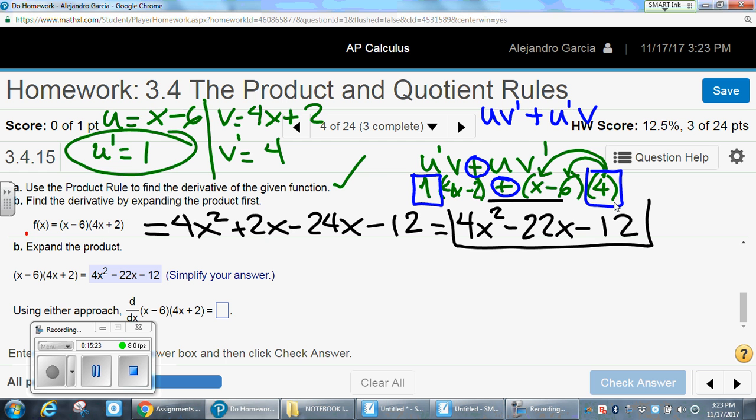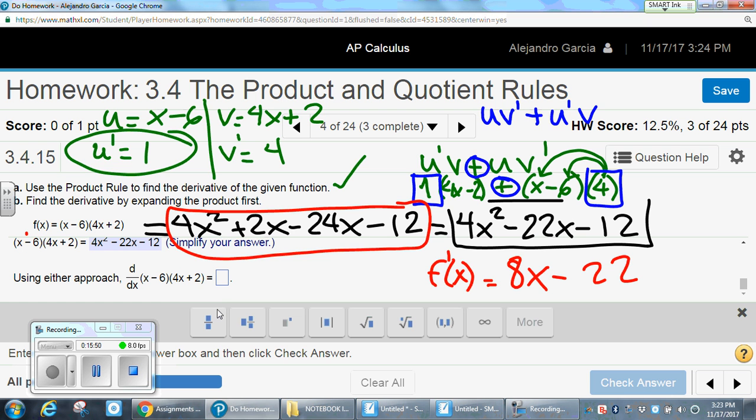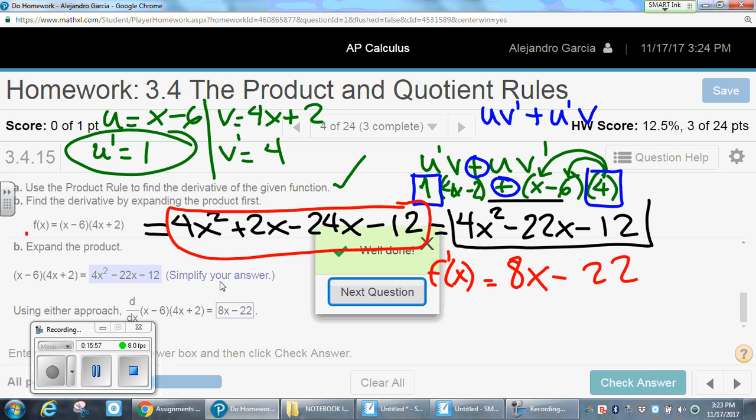Okay, so part B, it says expand the product, so that's what we did here. Thank you, Alejandro. You're a very good assistant. And then if you use either approach, the derivative, you could just enter from here. F prime would be 8x minus 22. Well done.